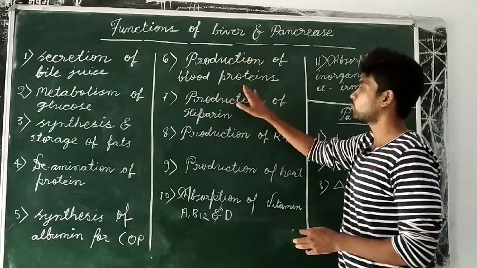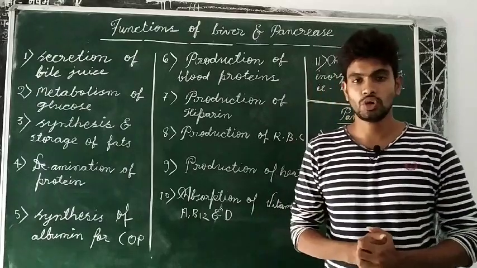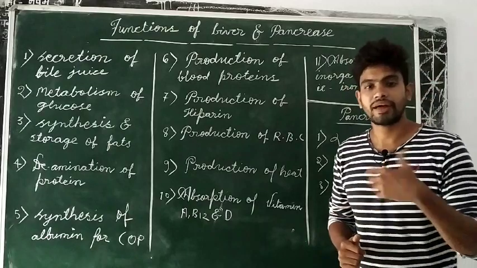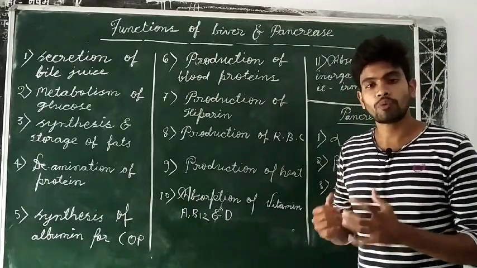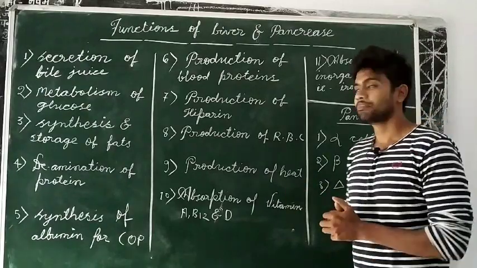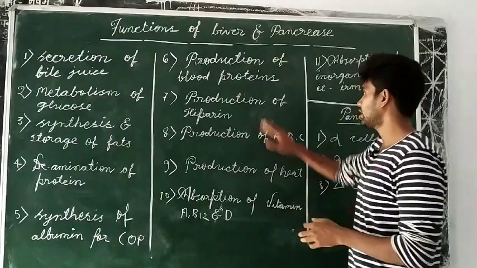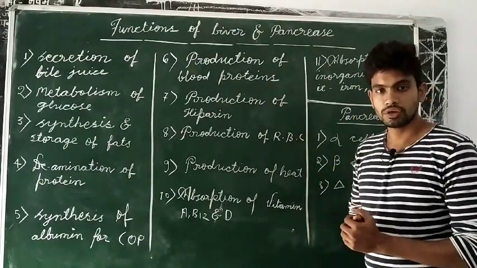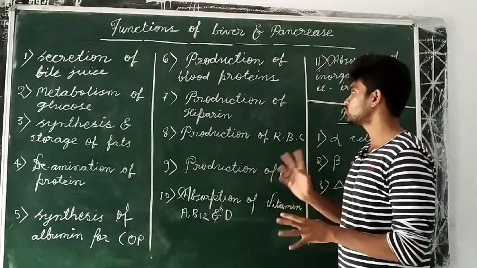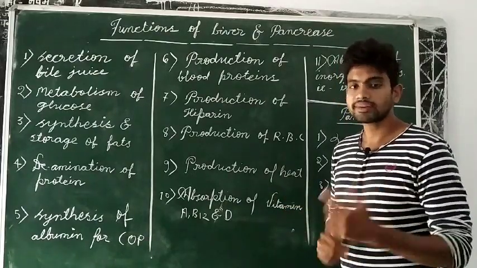Now let's talk about the next function, which is production of blood proteins. Now we know that there are two important proteins present in the blood. One is called fibrinogen, another is called prothrombin. So prothrombin and fibrinogen both play a very important role in coagulation of blood. Without these two proteins, blood cannot be clotted. So clotting of blood is another important function which owes its importance to the liver, because the liver produces these two proteins, fibrinogen and prothrombin. Blood clotting takes place.